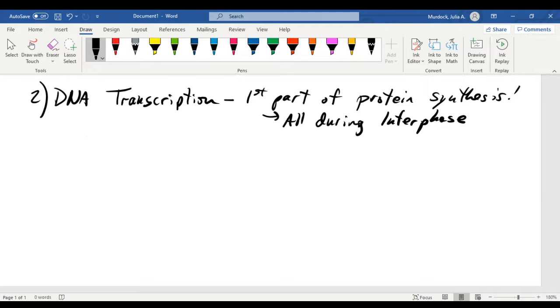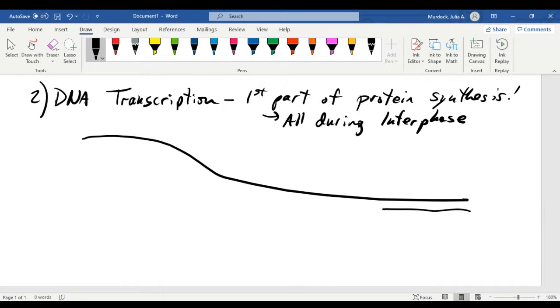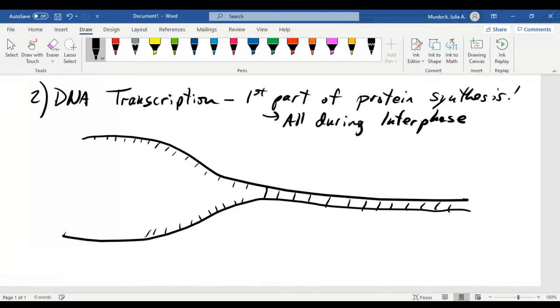So in transcription, again, you're unzipping the molecule. But now we're not replicating both sides. We only need a little bit of the DNA. We don't need all of it. And in fact, we only need one side of the DNA that's exposed.